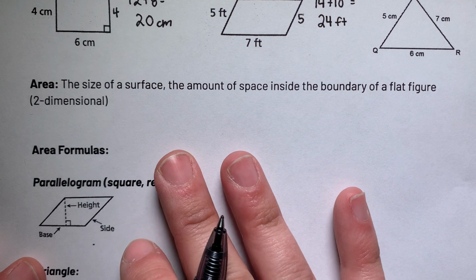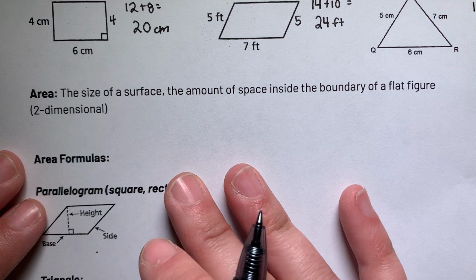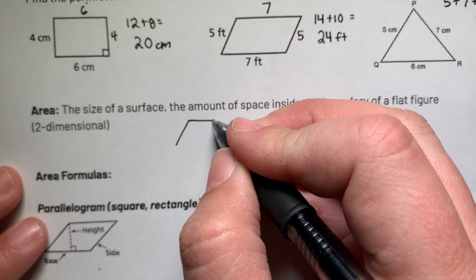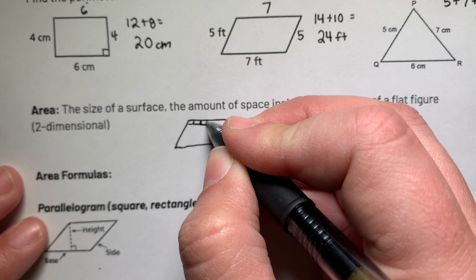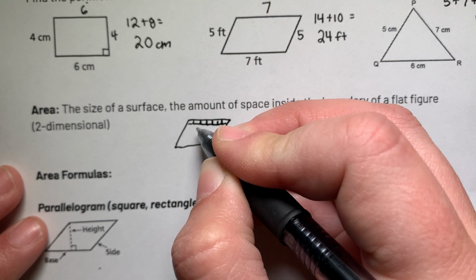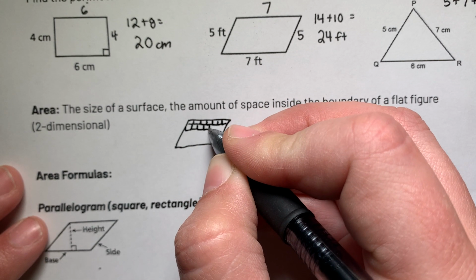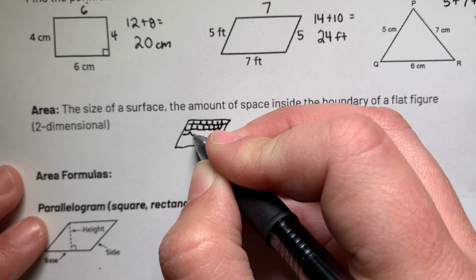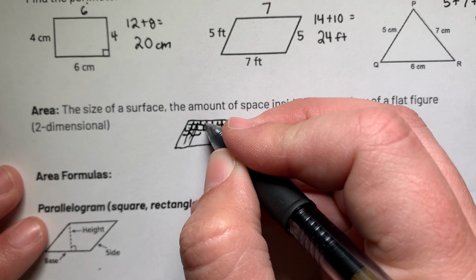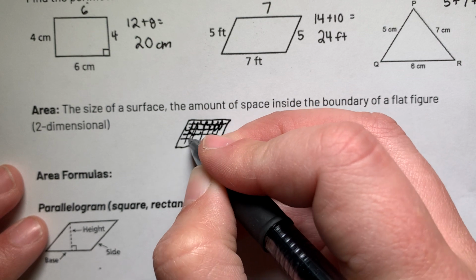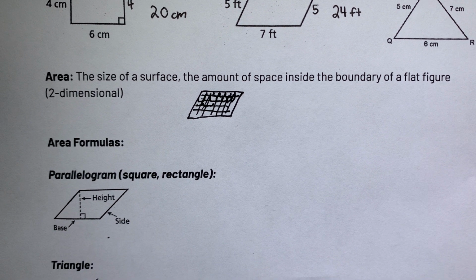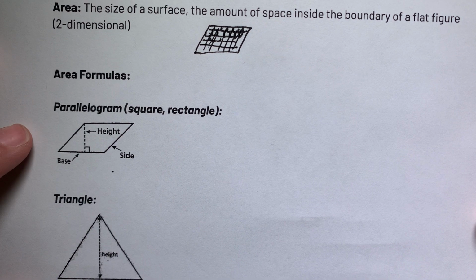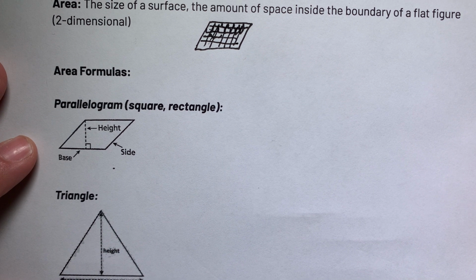All right, now area is the size of the surface. And we talked a little bit about this in class. Area is if you had these little squares that cover it. I like to think of area like a quilt or tiles. Okay, how many little squares would cover the surface of a polygon? Okay, or a shape. So here are the formulas again really quickly.